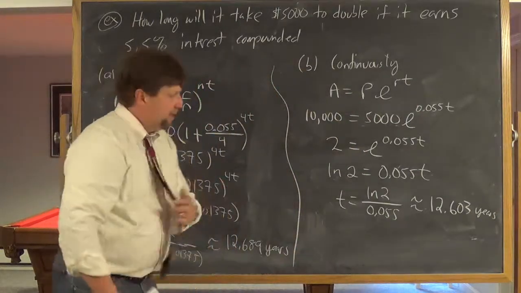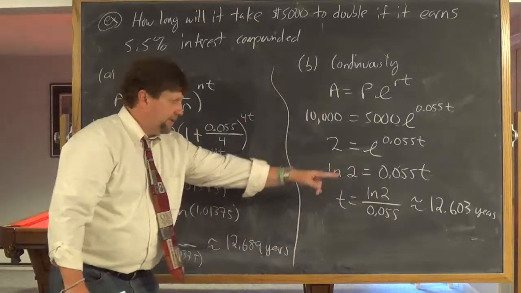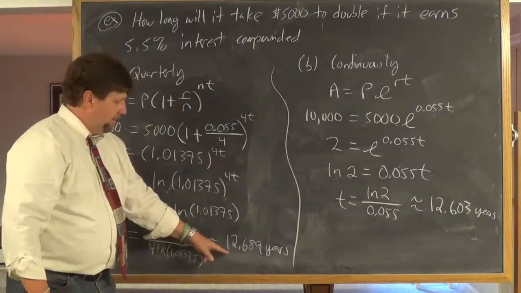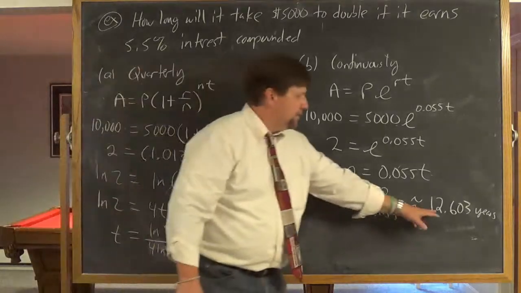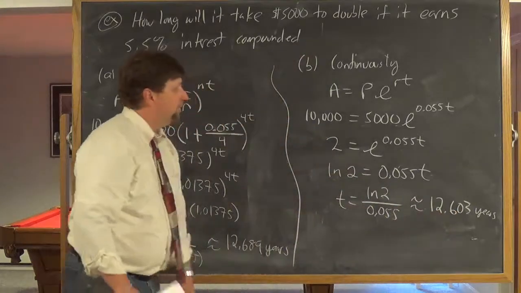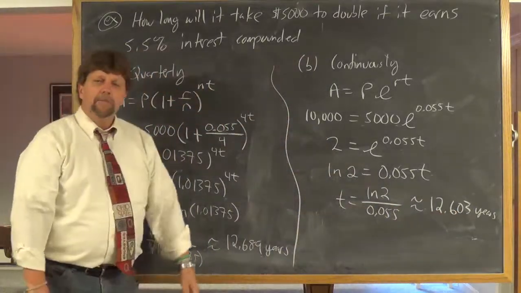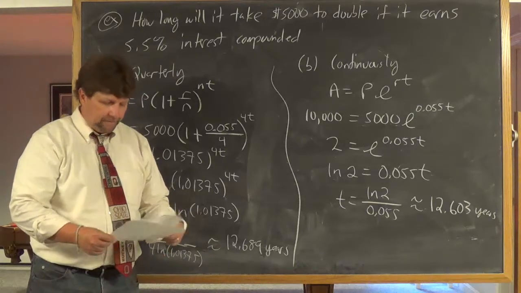And that seems reasonable to me. It's a little less time continuously than quarterly. I mean, quarterly is 12.689 years and continuously is 12.603 years. That's a little less time. But that's a look at one example of an application that you'll see some of in your e-text.